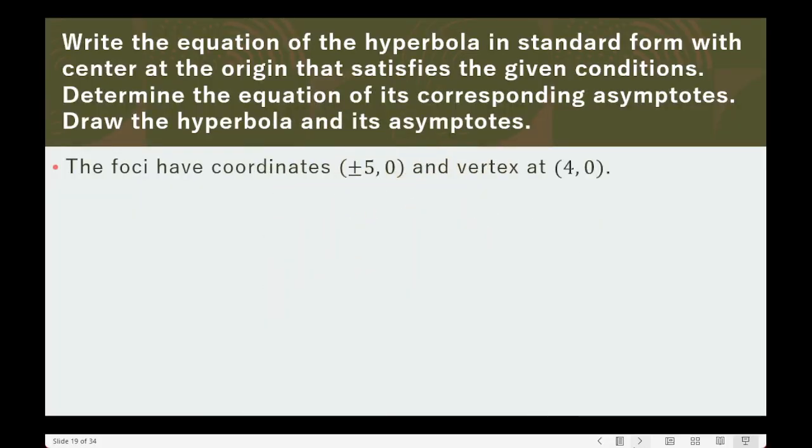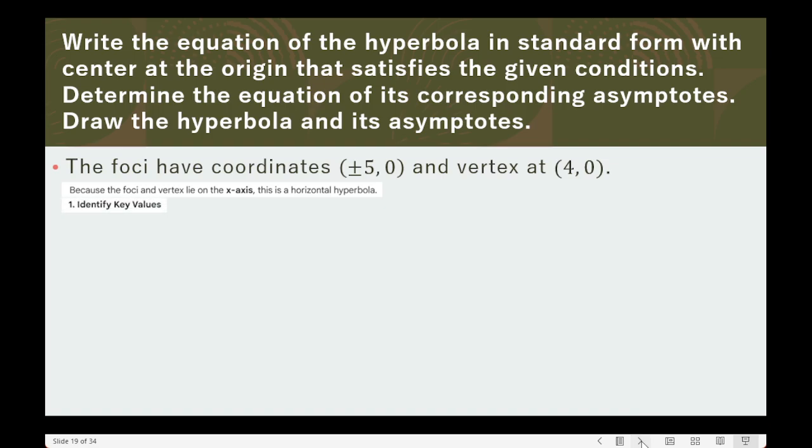Next, what if the given this time are the two foci with coordinates positive or negative 5, 0, and one vertex is given at the coordinates 4, 0. Because the foci and vertex lie on the x-axis, it means that this hyperbola is horizontally positioned. So it's a horizontal hyperbola.